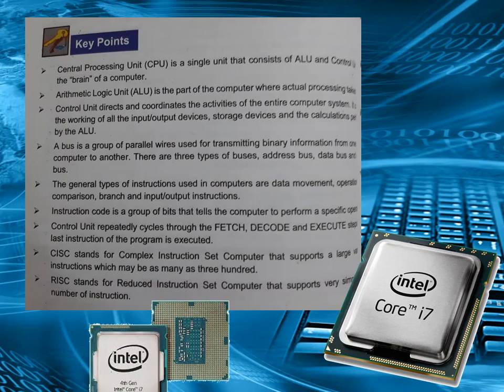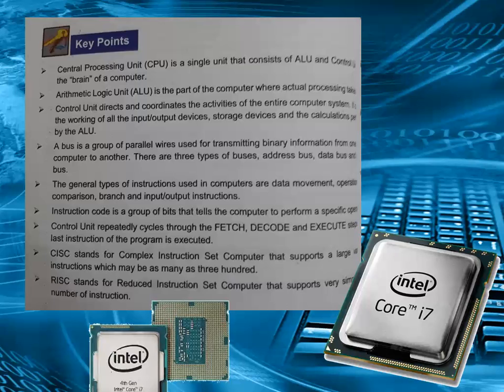ALU is responsible for performing all types of arithmetic and logical operations, and the control unit is responsible for fetching the instruction, decoding the instruction, and executing the instruction. It will control all the activities inside the CPU. Then we discussed that a bus is a group of parallel wires used for transmitting binary information from one part of the computer to another. There are three types of buses: address bus, data bus, and control bus. When we combine these three buses, it is called the system bus.